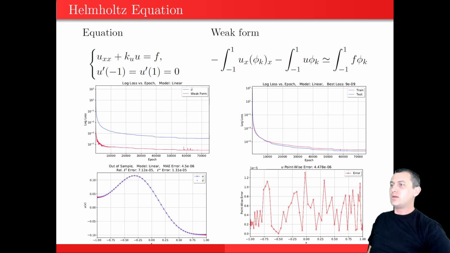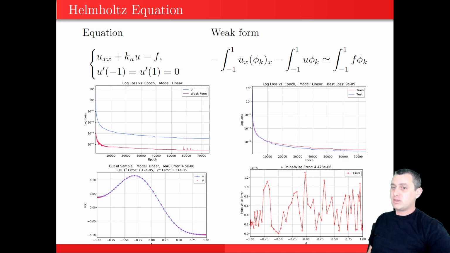our model fares. In the previous slide, we looked at the convection diffusion equation with Dirichlet boundary conditions. Here we present the Helmholtz equation with Neumann boundary conditions, where the derivative is 0 on the boundary. You can see that our model obtains a mean absolute error of roughly 10 to the negative 6th, as well as a relative L2 error of 10 to the negative 5th, and an L infinity error as well of 10 to the negative 5th.